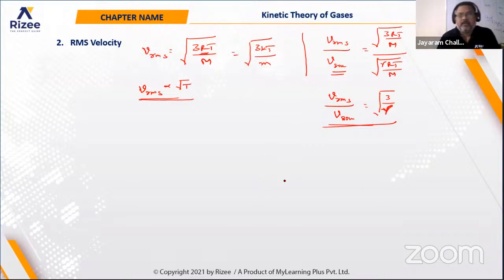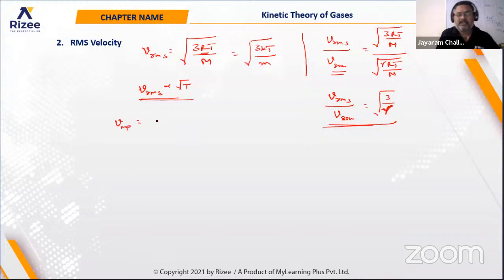And there are different types of questions that will also be asked on this. One will be the RMS value, that is the average value. Another one is the most probable velocity. So what is this most probable velocity condition?